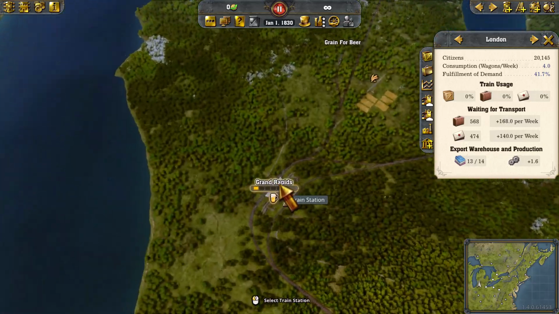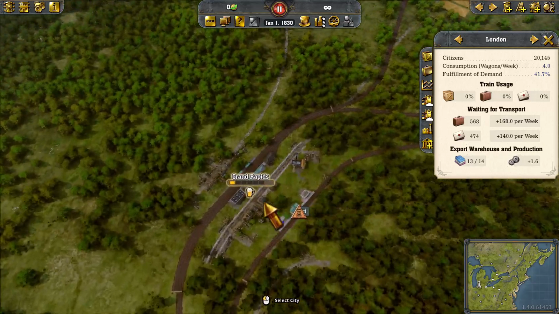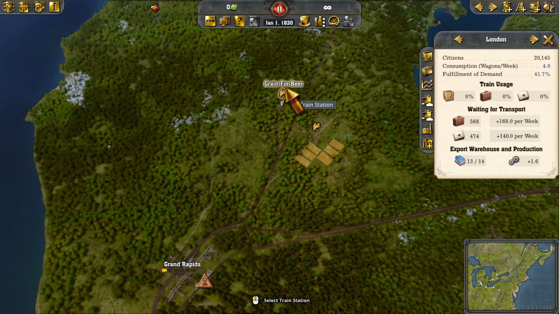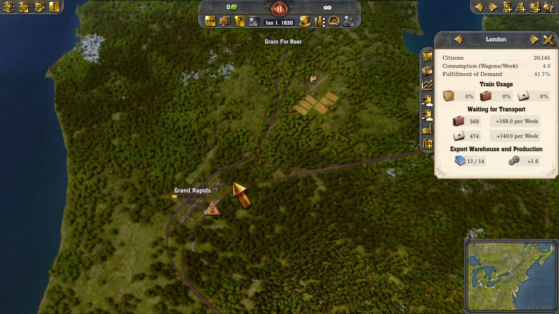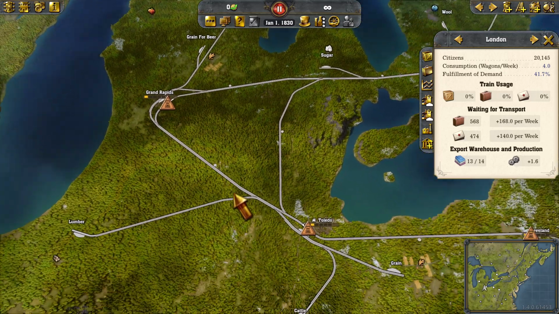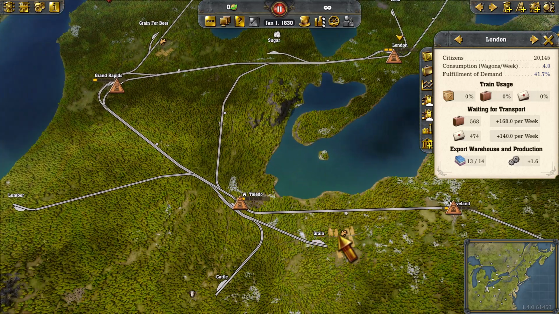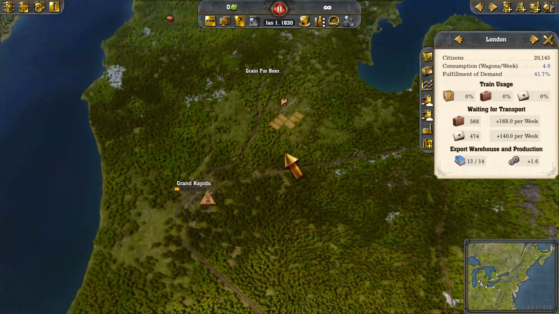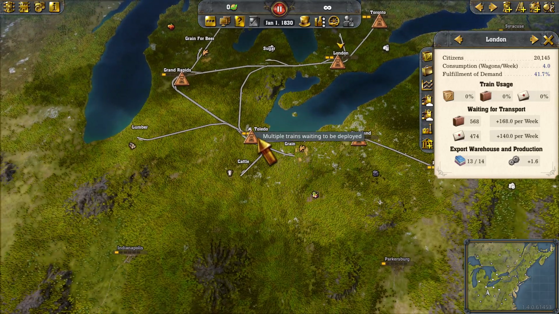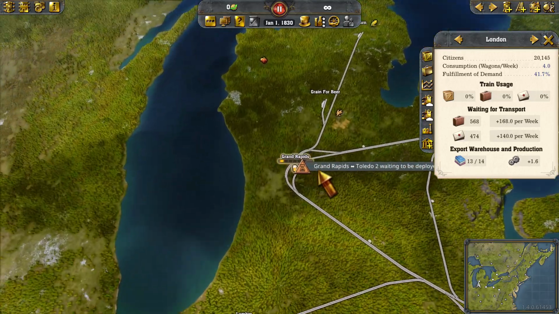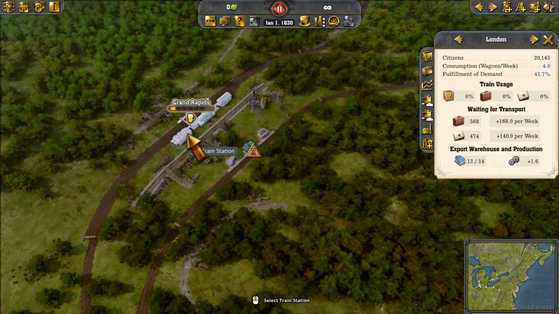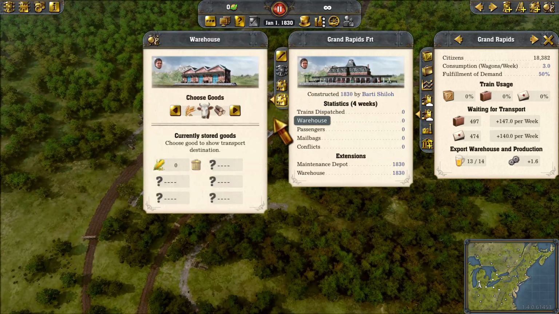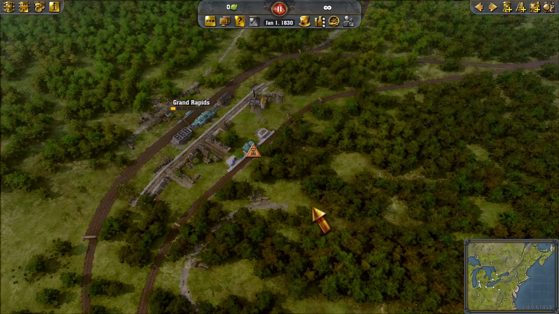Over here, we have Grand Rapids, and remember, it's the beer producer. So this line here is meant to be dedicated to the beer industry. If this grain over here did not exist, then this would be our grain for the whole system. But as it is, we're going to use it for the beer, and we're going to have another one over here to get grain into the system for city growth. Now, we have a warehouse here in Grand Rapids, and it takes the corn. Notice it doesn't take the grain, because the grain line here is dedicated to the beer.